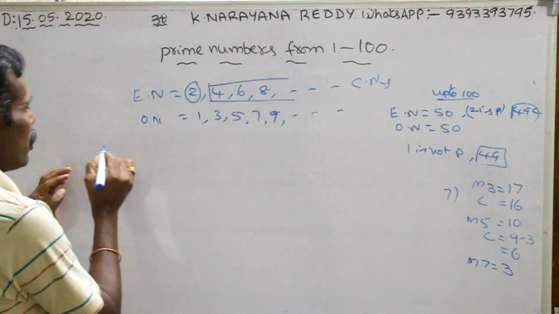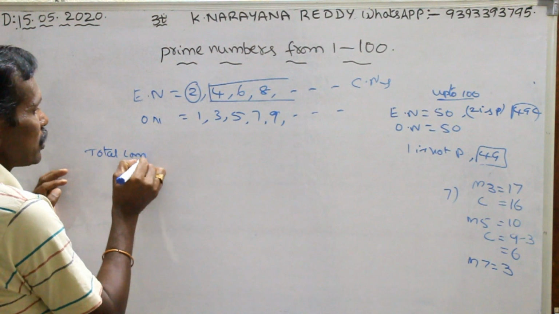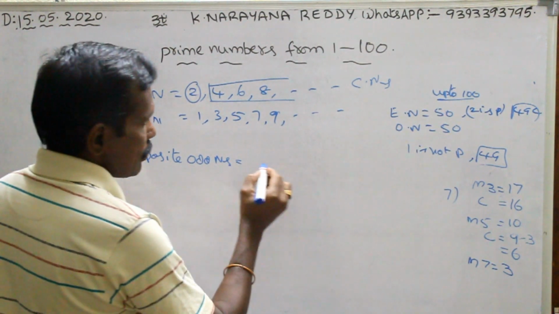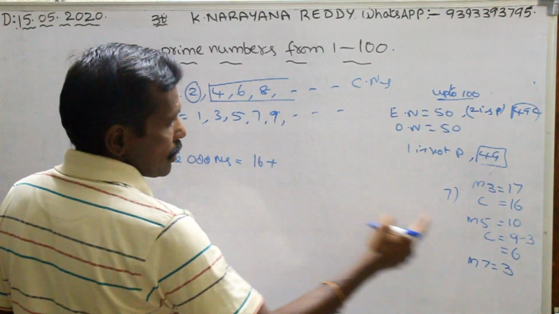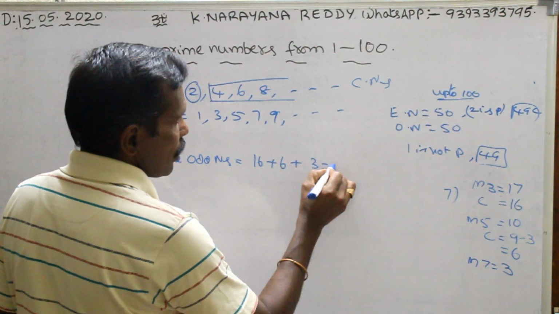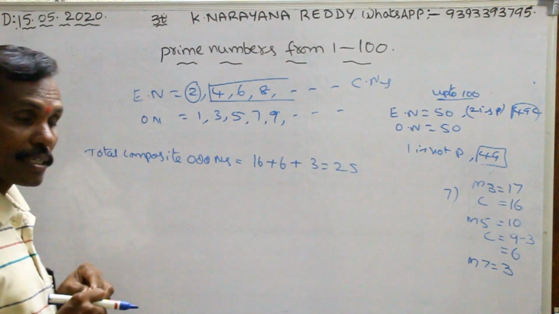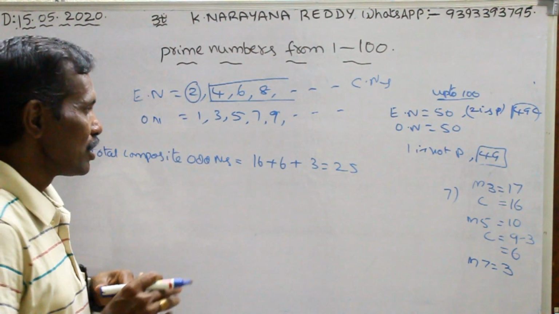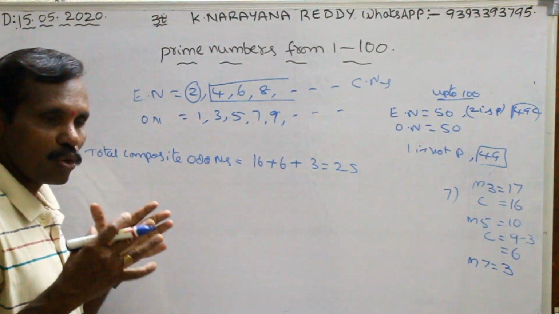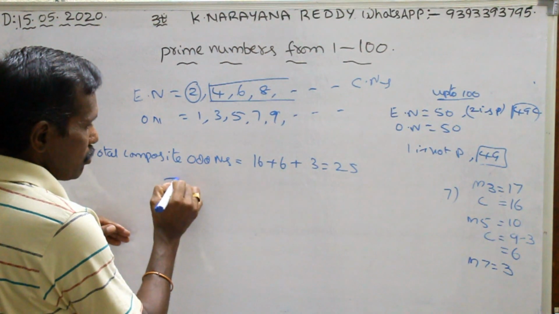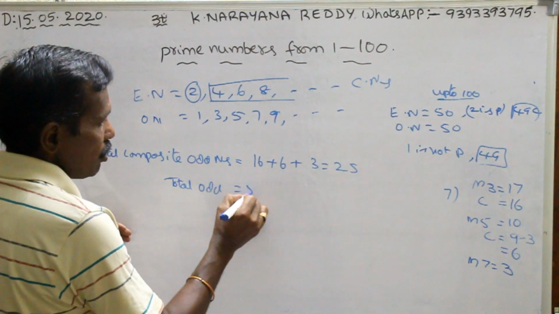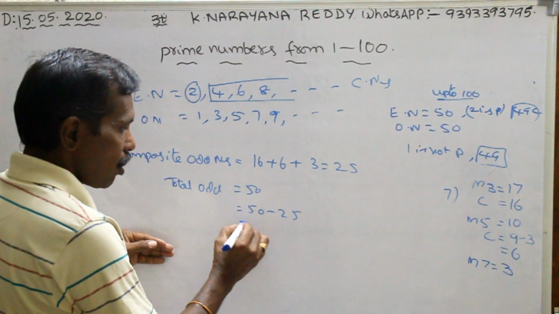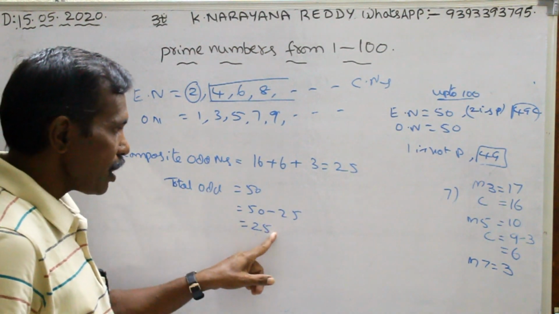Okay. So total composite odd numbers are, take 16 plus 6 plus 3. Totally 25 composite numbers are there from 1 to 100. Those are odd numbers. So now totally how many odd numbers are there from 1 to 100? 50. Total odd equal to 50. Now 50 minus 25. How many? 25.